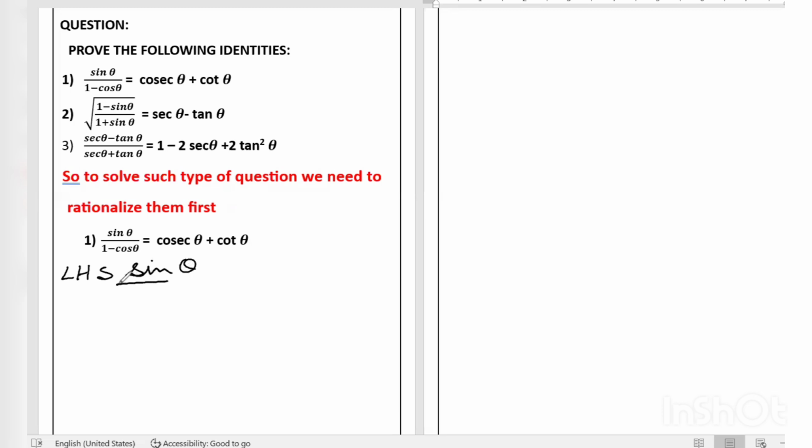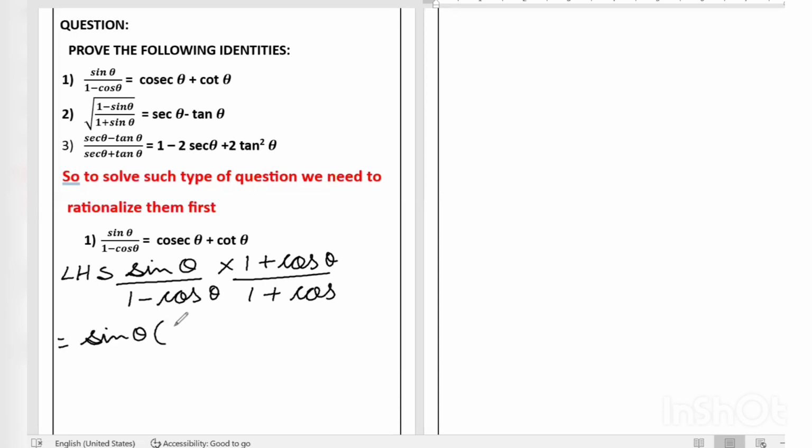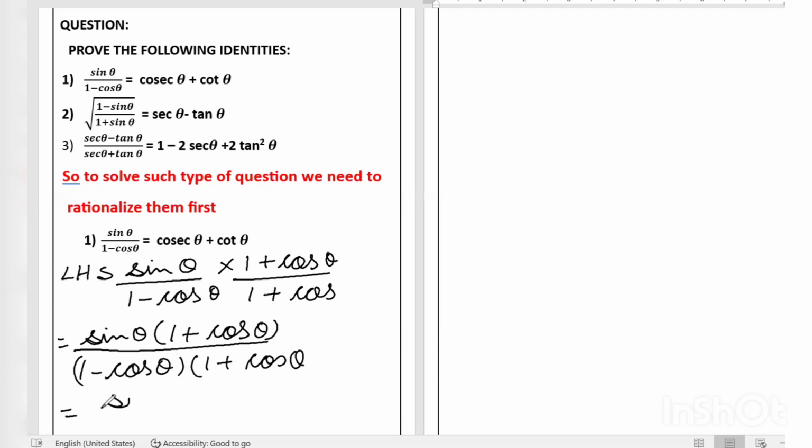Sin theta upon 1 minus cos theta. Now rationalizing means multiplying numerator and denominator by the denominator but with the opposite sign of the denominator. So here the denominator is having 1 minus cos theta, so we will multiply it by 1 plus cos theta. Now when we multiply, we will have sin theta into 1 plus cos theta upon 1 minus cos theta into 1 plus cos theta. Now we'll keep the numerator as it is.